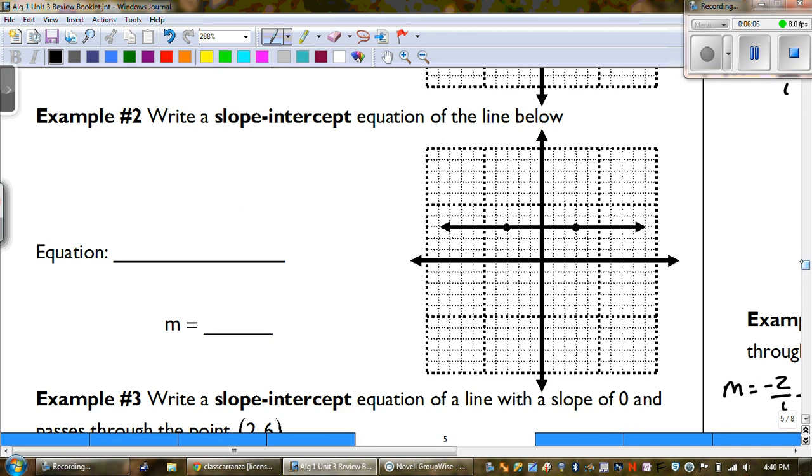Now, example number 2 says write a slope-intercept equation of the following line. Well, what's the slope? It's flat. It's lazy. That means the slope is 0. Okay? Now, let's look at those 2 points. Right there we have the point -3, 3. And right here we have the point +3, 3. What's the same in each one of those? Isn't the y the same? Yeah, y is the same in each one of those. And y equals 3.